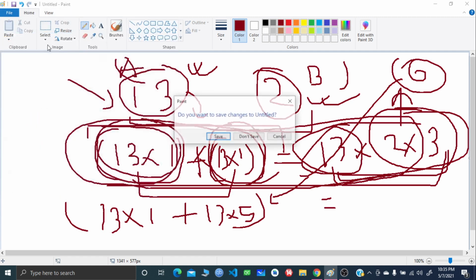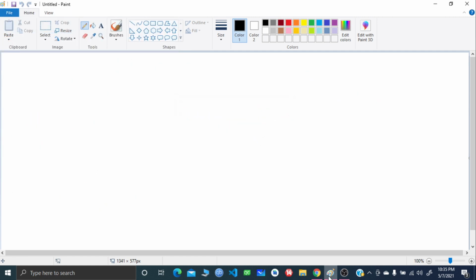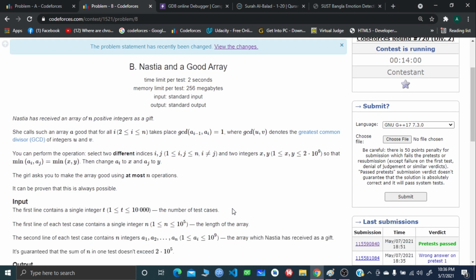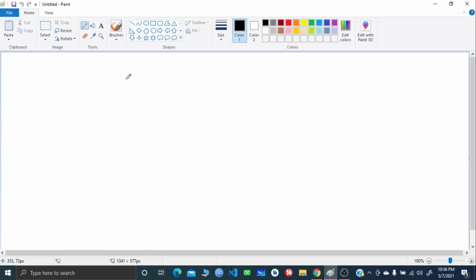Quite interesting problem. Now, let me derive how we did this problem. Before jumping into it, you need to know one thing for sure: there is not much difference between two numbers in a range like 1 to 2 into 10 to the power 9.